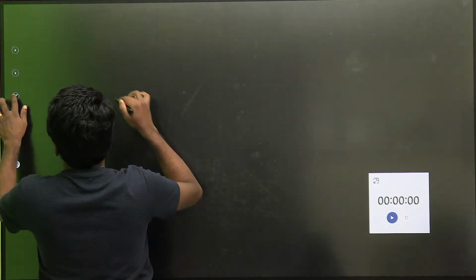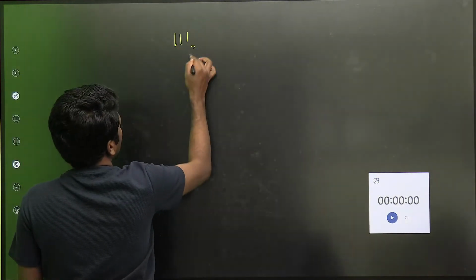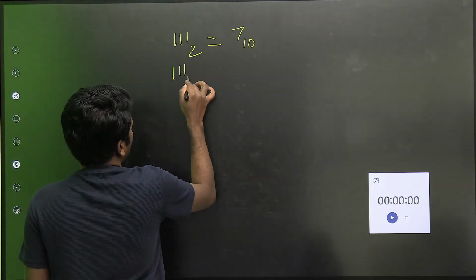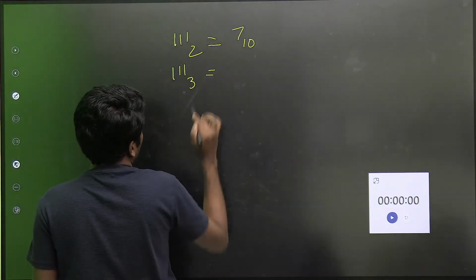A hundred and 11 in base 2 is 7 in base 10. I hope all of you understood. Then what about 111 in base 3?